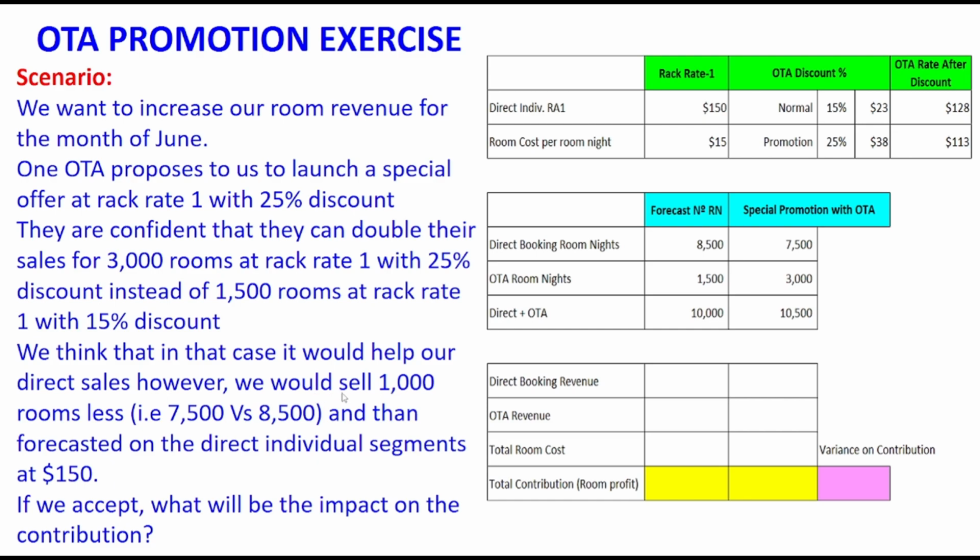However, we would sell 1,000 rooms less, which means 7,500 versus 8,500, because we take the portion of the special promotion of 3,000 room nights. And then our forecast on the direct individual segment, the rate is 150 US dollars. If we accept, what will be the impact on contribution? So let's work out the exercise together.